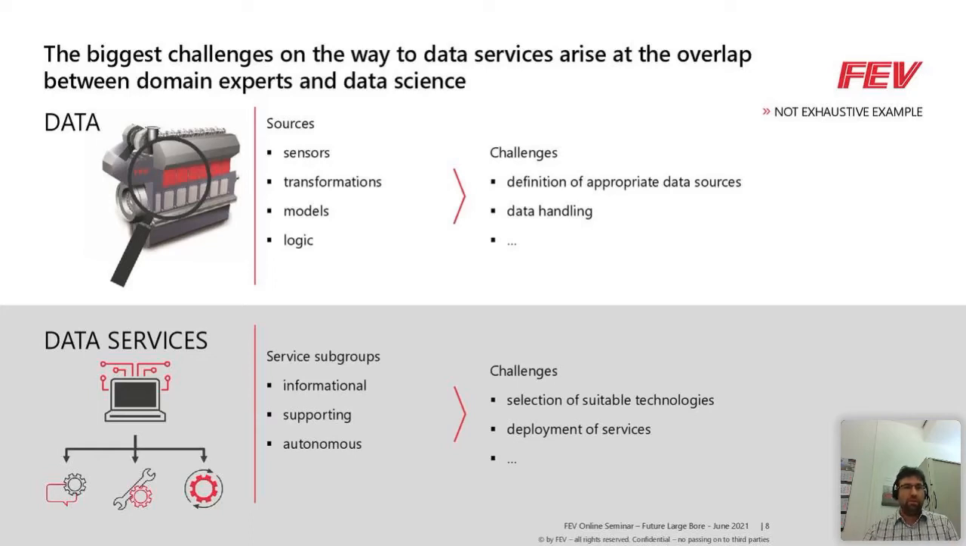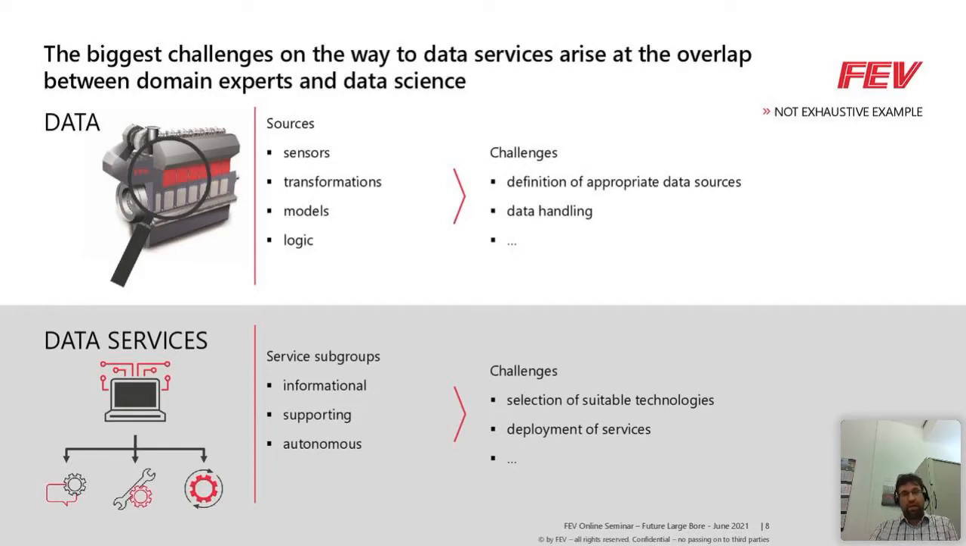So on our way in this transformation, we have a clear starting point where we collect all data from various sources. These can be sensors, transformations in calculation, or we have models. We have also logical information that we can gather, which then also is, first of all, data. And the challenges that we see here are that we have to select which data sources are the right ones and how we should handle those signals that are coming out. And this includes, for example, the pre-processing as well as filtering and, of course, the storage of data.